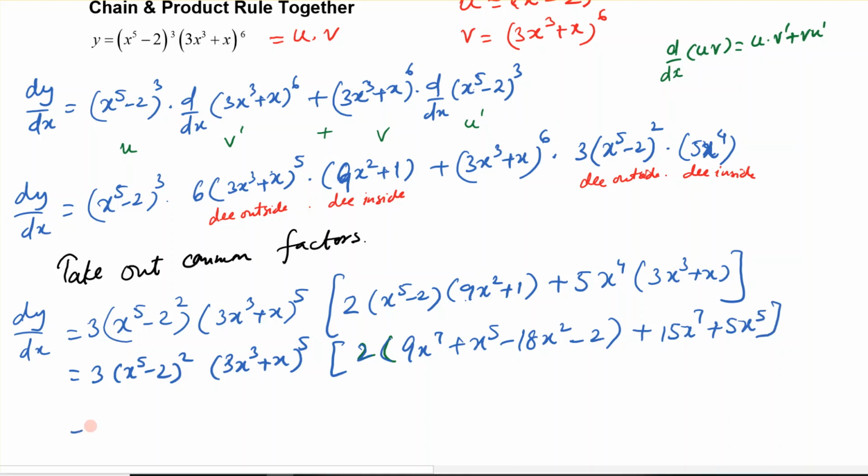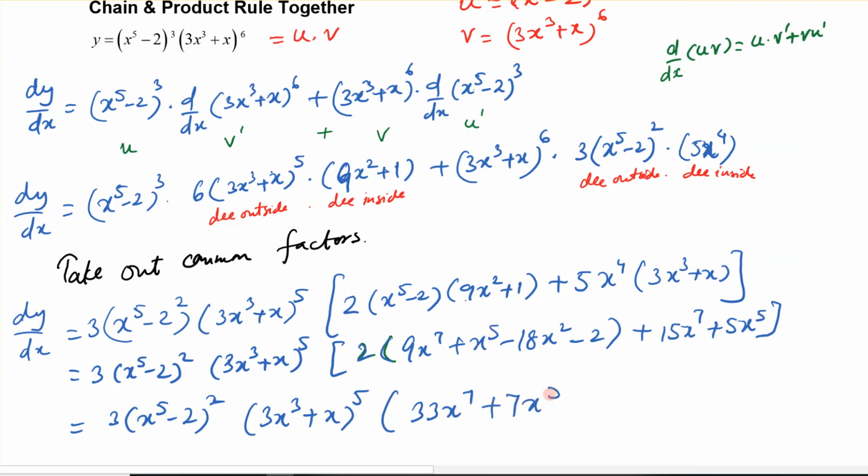So we get 3(x^5 - 2) squared, (3x cubed plus x) raised to power 5, and we have 18x^7 plus 15x^7, so that will give us 33x^7. And then we have 2x raised to power 5 plus 5x raised to power 5, so that is 7x raised to power 5. And then square term, we have negative 36x squared, and we have negative 4 as our constant term. So we just did some rearrangement, and this is our nice solution to this problem.